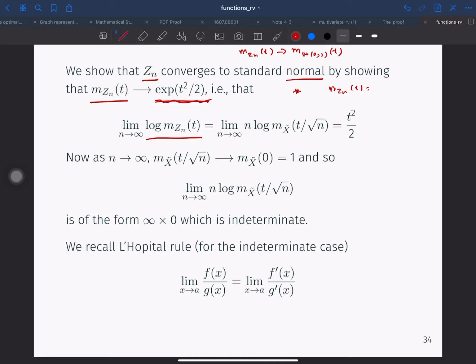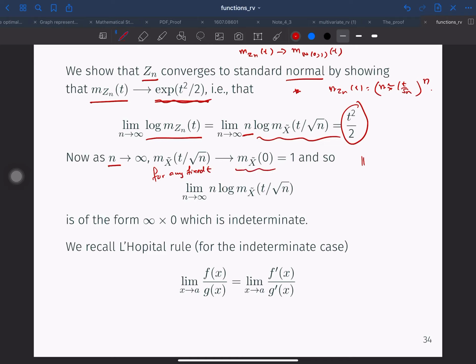Because we know that m_Zn(t) is m_x tilde(t over square root n) to the power of n, the logarithm is just n times the logarithm of m_x tilde(t divided by square root n). We want to show that this converges to t squared over 2. The main thing is that if I let n go to infinity, then t divided by square root n, for any fixed t, converges to 0, so m_x tilde converges to m_x tilde of 0.